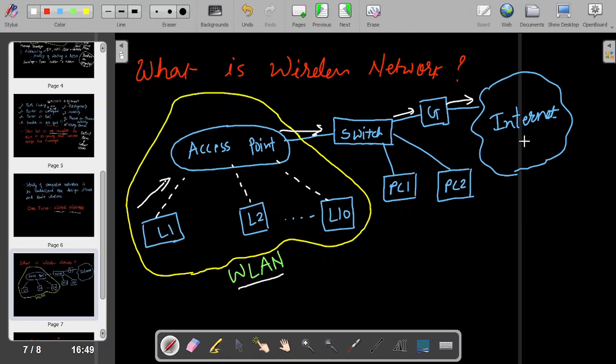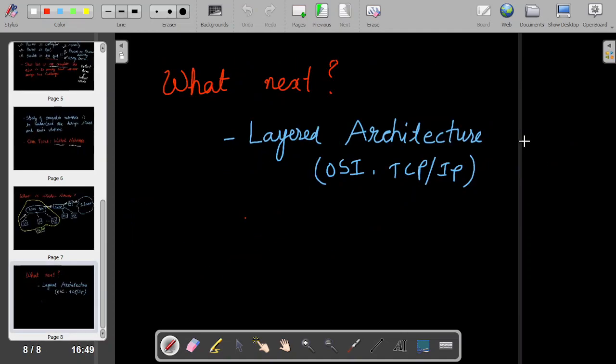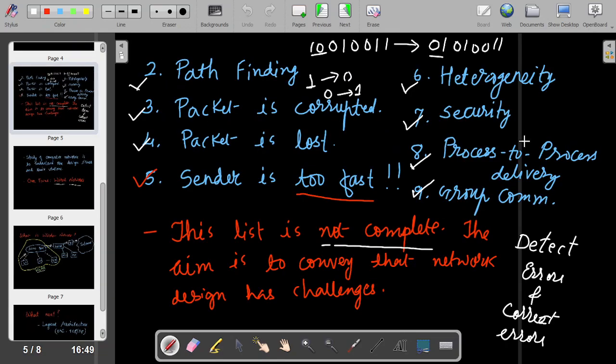So I think that this is enough for this video. In the next video, we will talk about layered architecture. In other words, we will try to arrange these challenges in the form of layers, and we will look at the network in a more systematic manner.